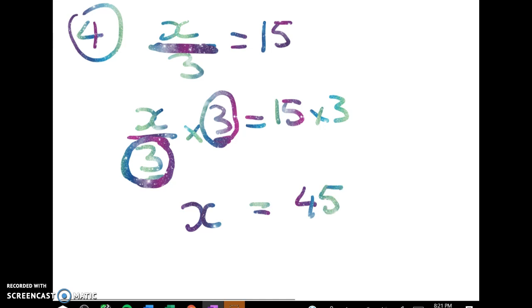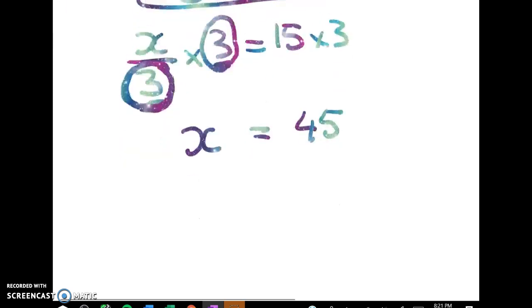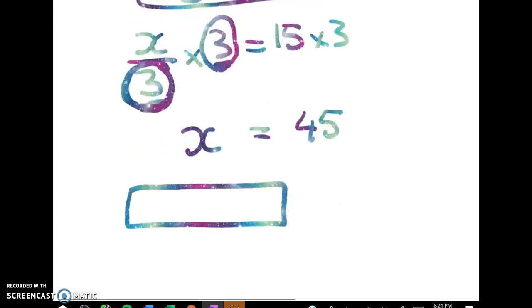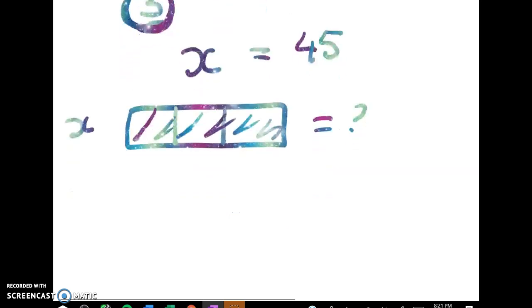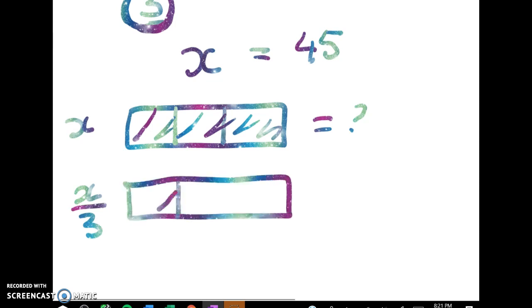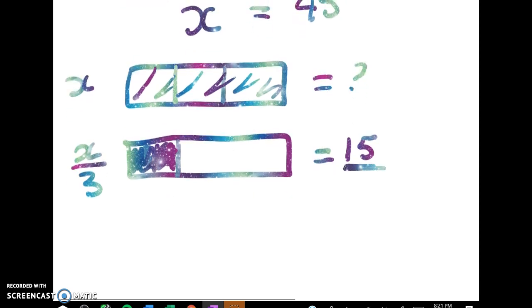The other way that I can think about this one is to say that I can draw a bar, right? So I've got a number, x, and x is the whole of these, and we don't know what it is, but we know that that number divided by 3 is equal to 15. So if this part here is 15, then I'm going to multiply this by 3 to find the value of the whole thing, right? So there's 1 part, 2 parts, 3 parts.